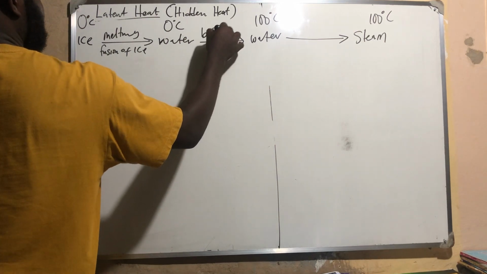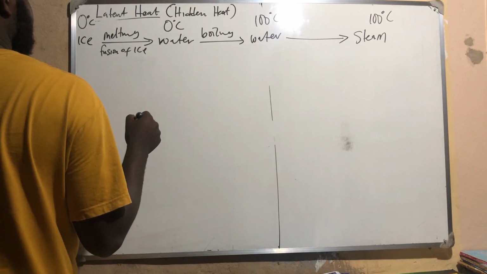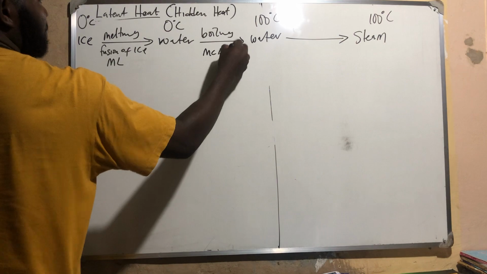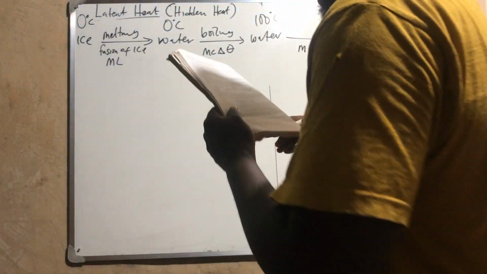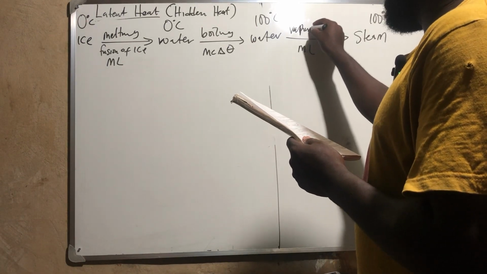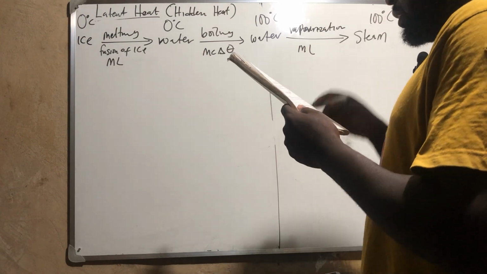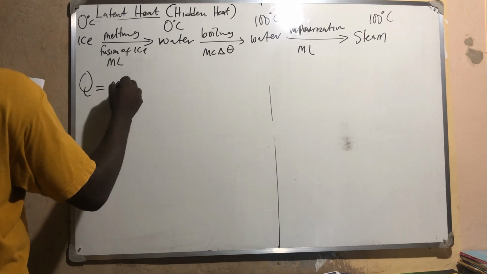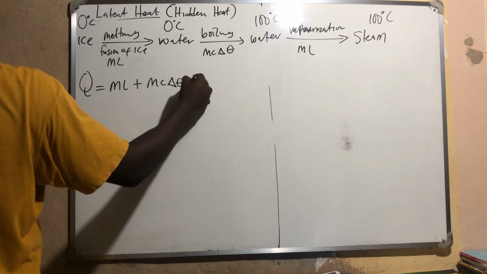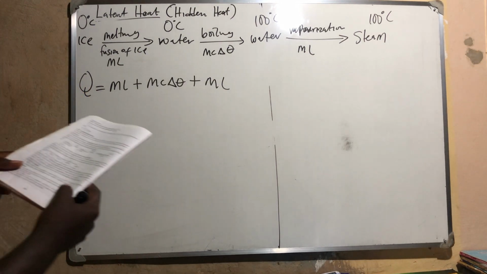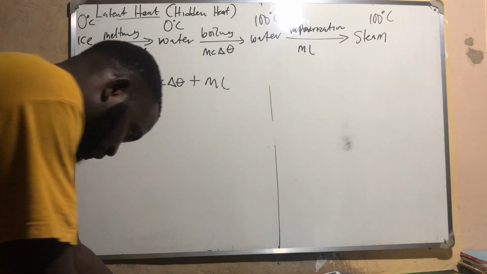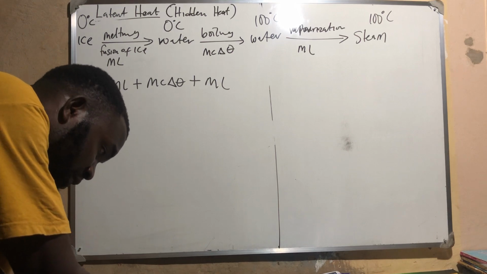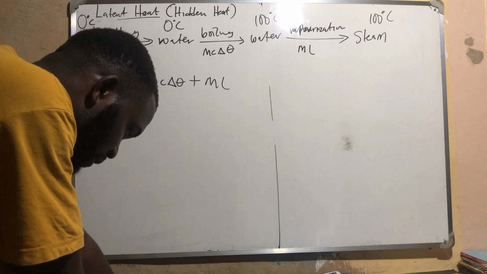What we have here is boiling. In fact, this process is ML. In this one there's a change in temperature, so here it is MC, change in temperature. Here there is no change in temperature, so here is equally ML. So what happened here is vaporization, and what we have there is the latent heat of vaporization. We can say that Q, the total heat, is ML plus MC change in temperature plus ML again. Where M is the mass of the ice that did all this transformation, and L is the latent heat for each change.